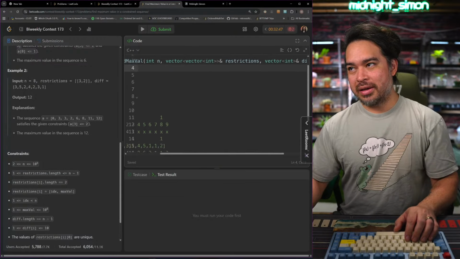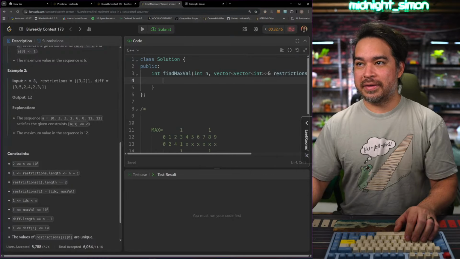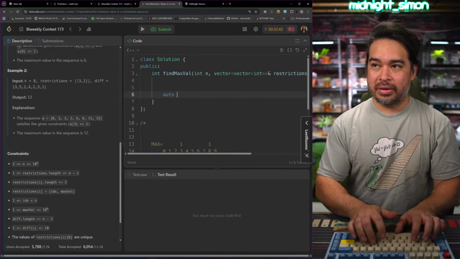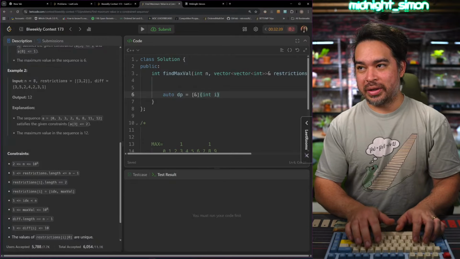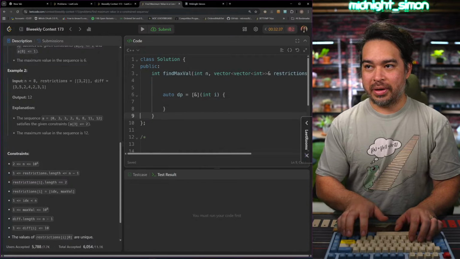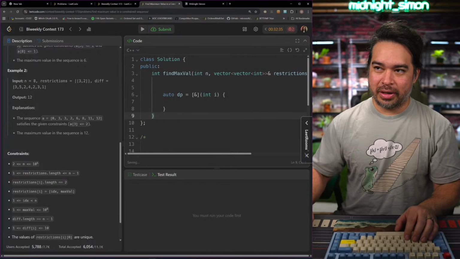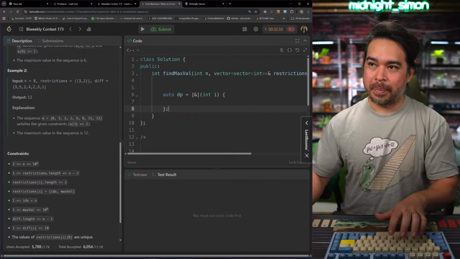So they give me n restrictions and diffs. This is gonna be a bit tricky. I don't even know if it's correct, my thoughts here, but I have to try something, man. I've been thinking about this problem for too long.